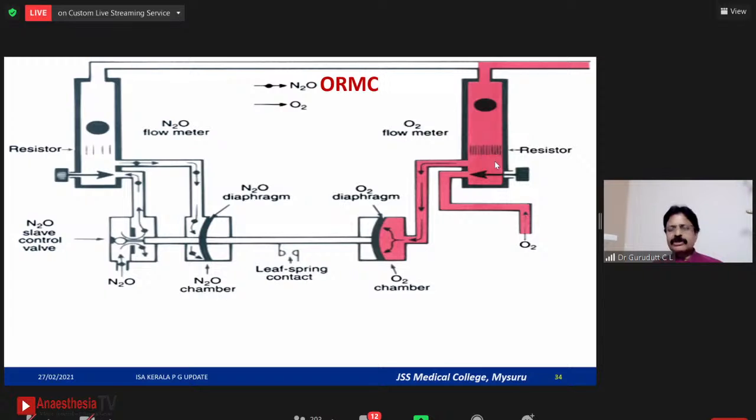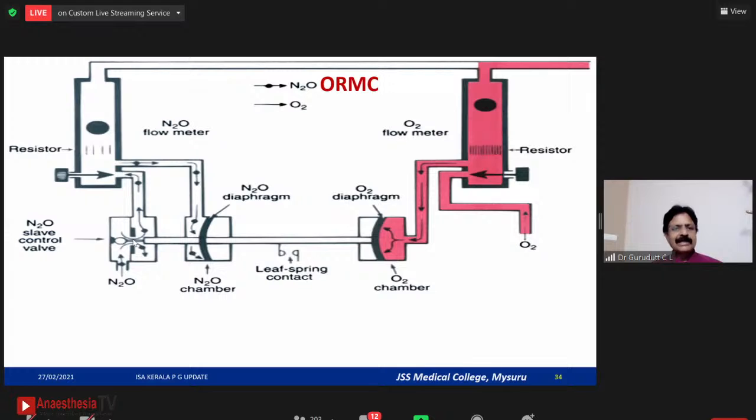Suppose you are not opening the oxygen, then you cannot open nitrous oxide either. So this is one of the things with the ORMC. Suppose you have opened oxygen, but you want to open more nitrous oxide. If you try to push more nitrous oxide through the flow meter, because of this resistance, the nitrous oxide will flow back and push this shaft towards the oxygen side, and it is going to close the nitrous oxide slave control valve.